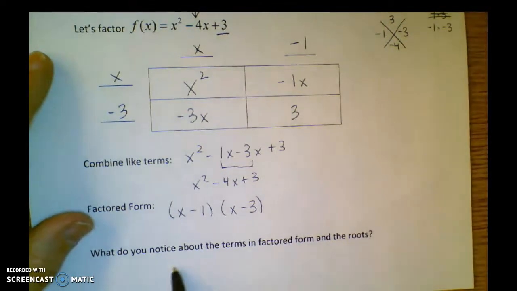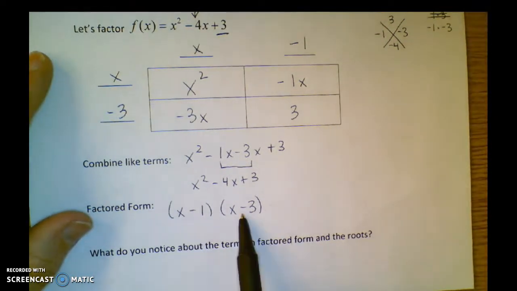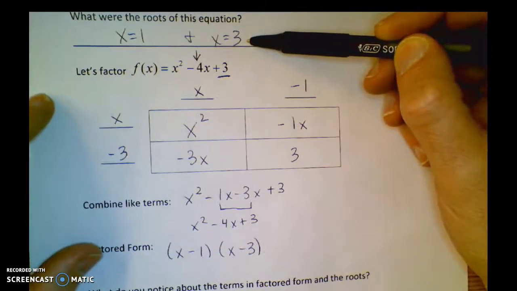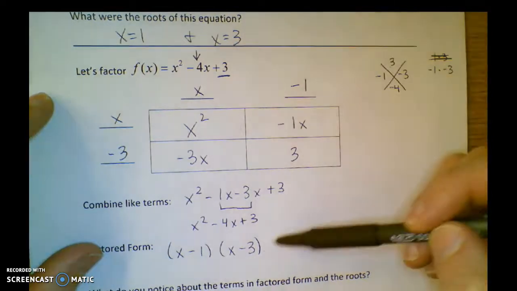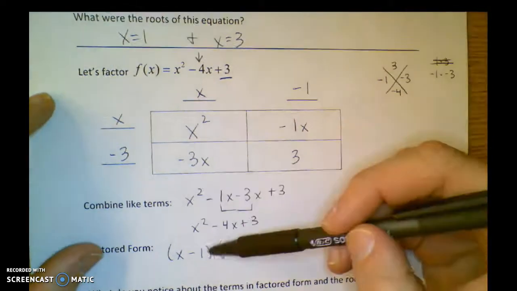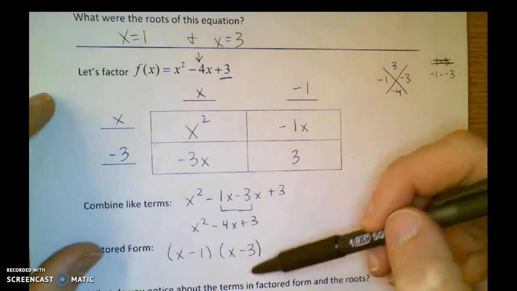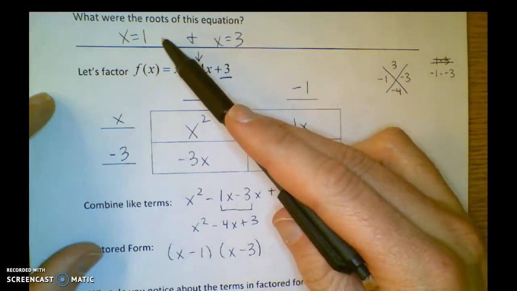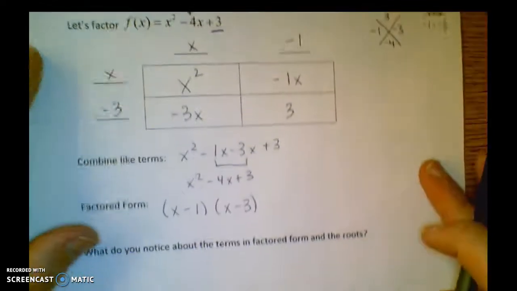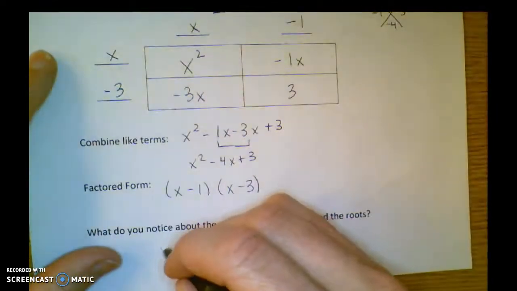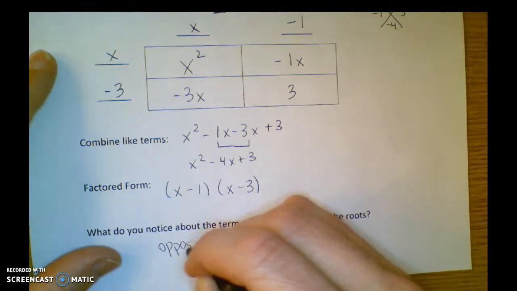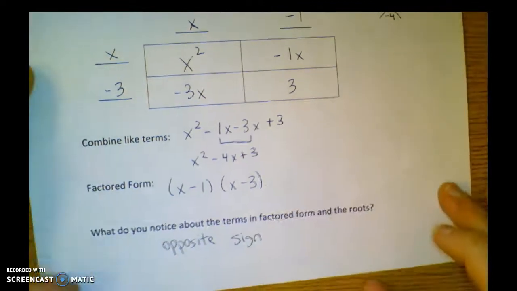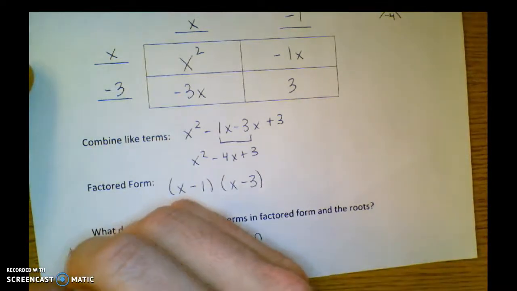So if you take a look, what do you notice about the terms in the factored form and the roots? So if you go back to our original question, the roots from when we did the graphing, what do you notice about the roots and the terms? Well, the terms in the factored form are just the opposite sign of the roots. So they are the opposite value or opposite sign. I'm going to put they have the opposite sign.